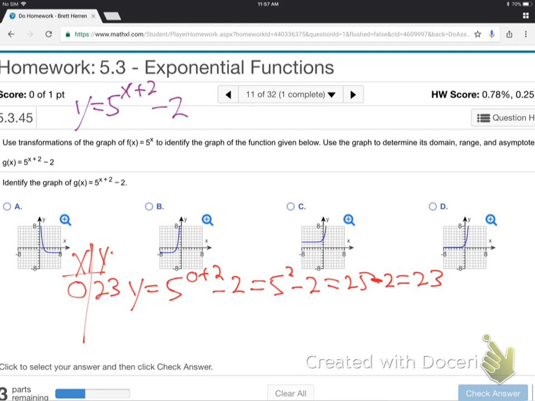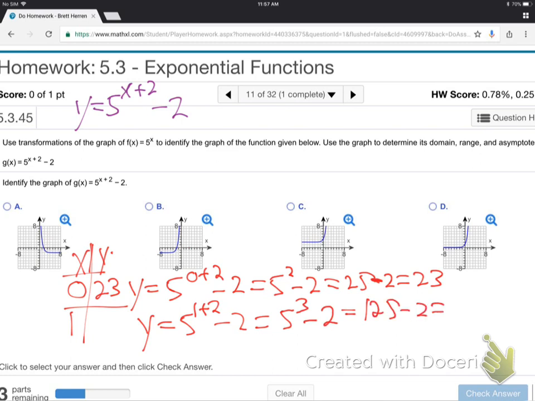That's a big one. I'm going to do 1. 5 to the 1 plus 2 minus 2, that's 5 to the third. That's 125 minus 2. That's 123. It's just rocketing up to the right, isn't it? It's hard to tell. Well, they all kind of rocket up. Well, not A. Yeah, okay, it's not A. A doesn't rocket up to the right.